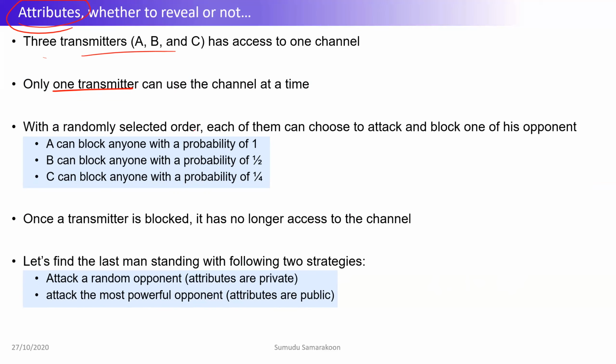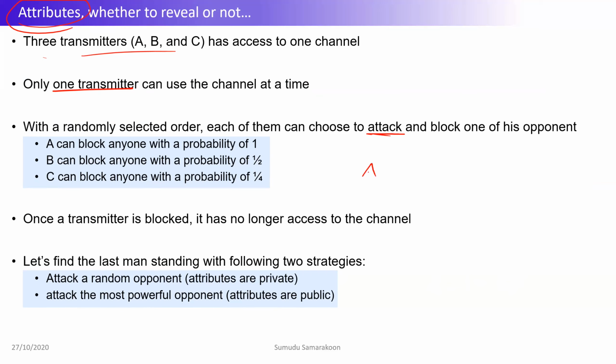In a randomly selected order, each transmitter decides to attack one of their opponents and block it. They have 3 different strengths. A can decide to attack somebody and block it with 100% probability. B can decide to attack but can only block with 50% probability, and C can do it only with 20% probability. Once a transmitter is blocked, he no longer has access to the channel, and the last man standing will be the one accessing the channel.